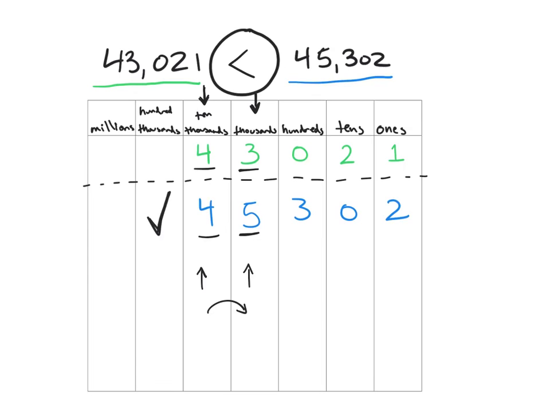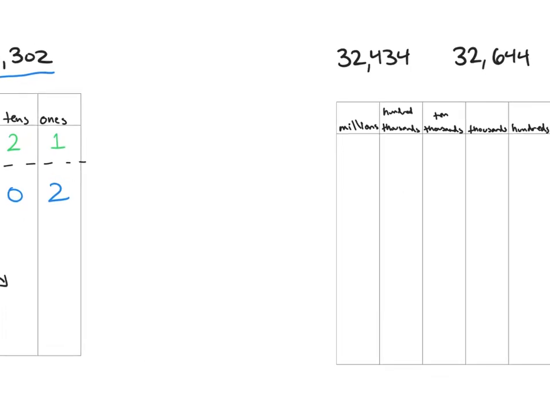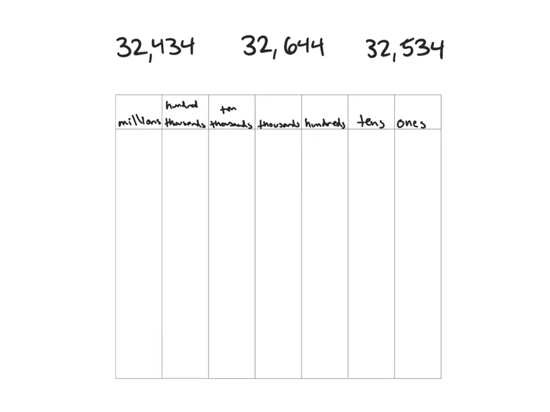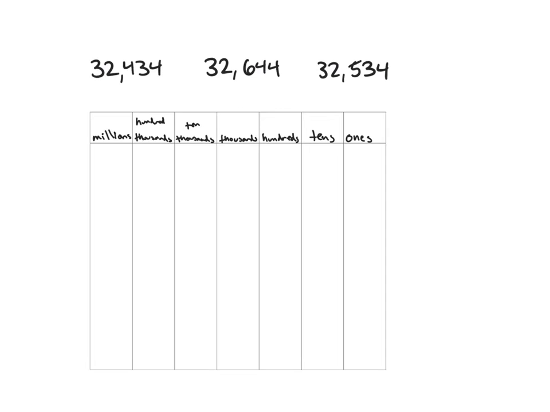Okay. So if the thousands place were the same, we could just keep on moving until we find one that's larger than the next. So one final problem here, we're going to be comparing now three different numbers, and we're going to be placing them in order from smallest to largest. So I'm going to use the same strategy of the place value chart, and I'm going to write out each number in a different color on the place value chart. So I'm going to go ahead and do that now.